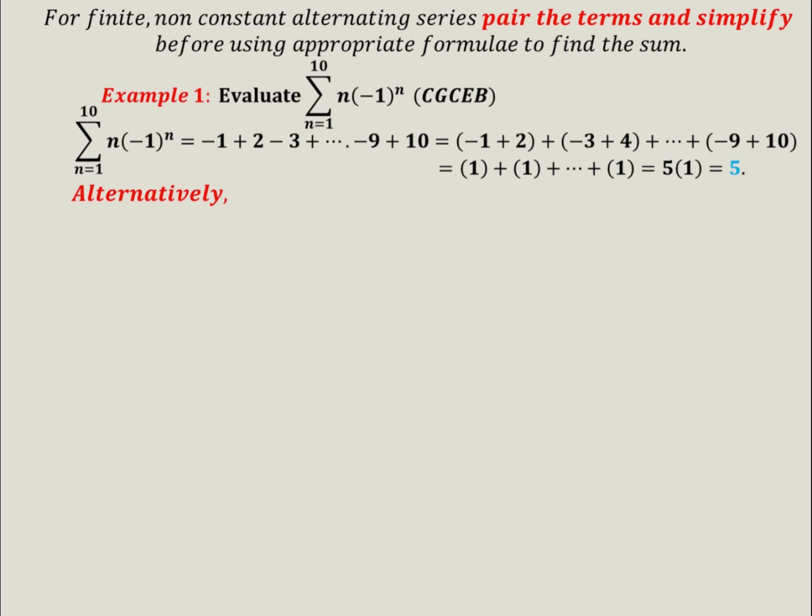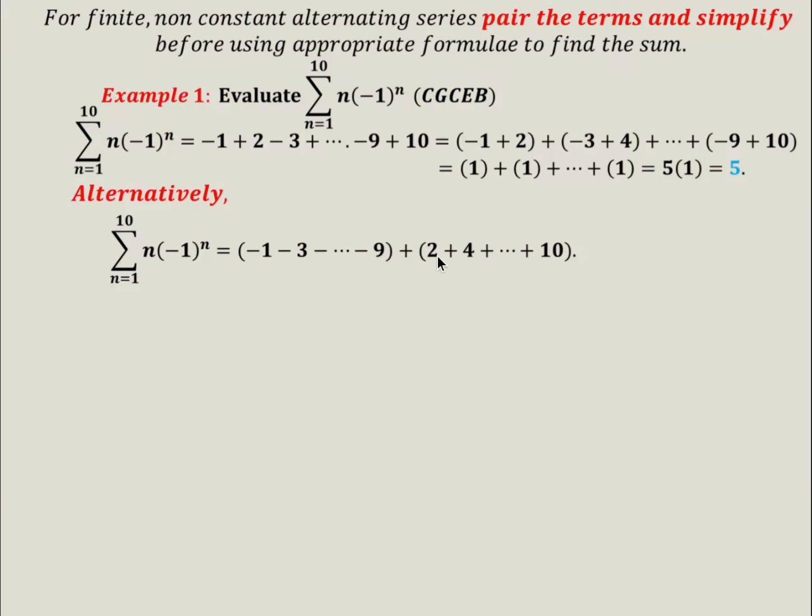Now, in the alternative method, we can instead group the terms into those that are negative and those that are positive. In the first group of terms, we have an arithmetic progression of 5 terms, and the first term is negative 1, while the last term is negative 9.